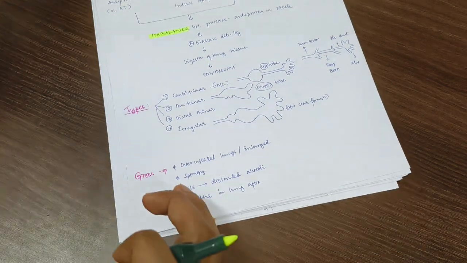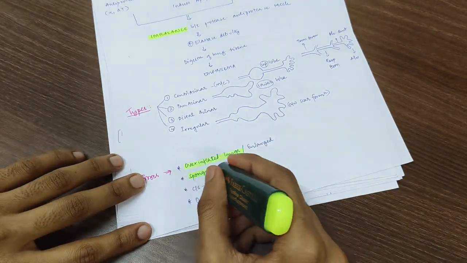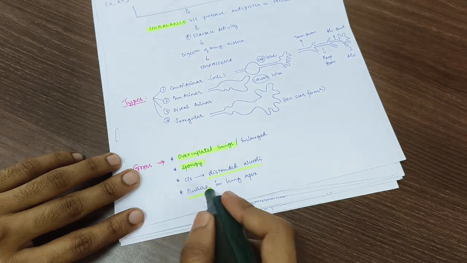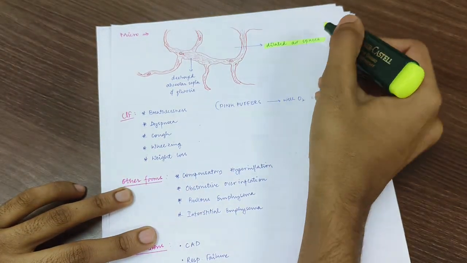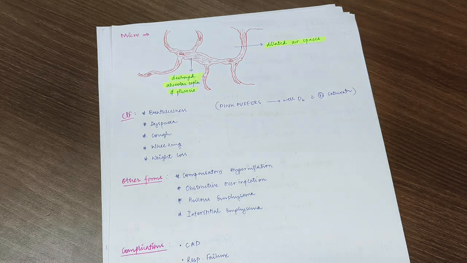Gross: overinflated lungs, and they are spongy. On cut section, you are going to see distended alveoli and bullae. On microscopy, you are going to see dilated air spaces and destroyed alveolar septa without fibrosis. Okay, destroyed alveolar septa without fibrosis.